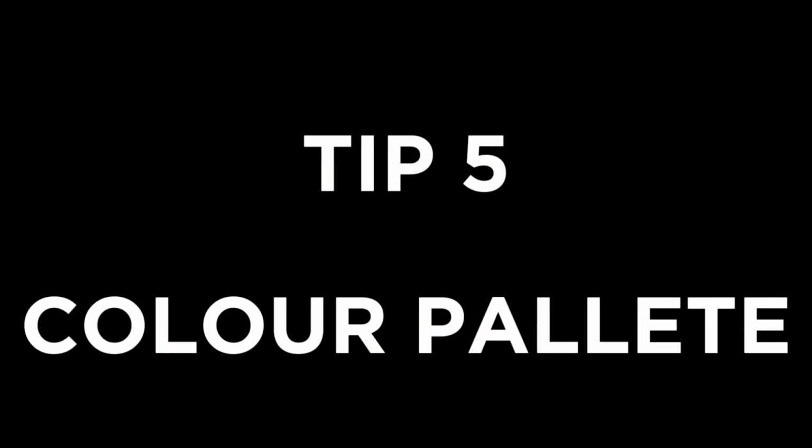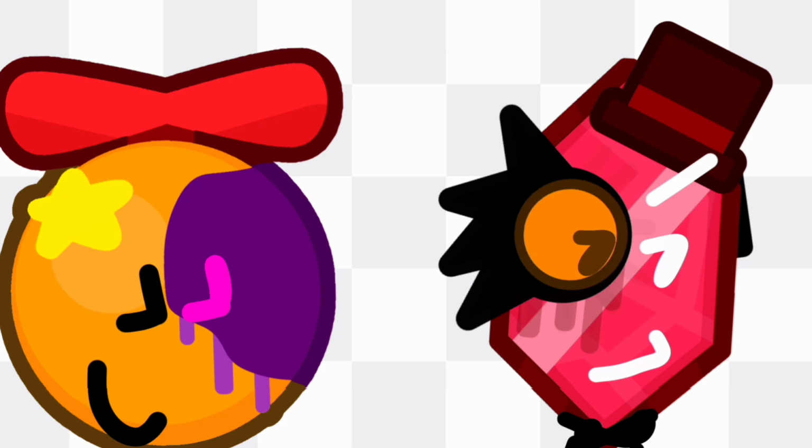Tip 5. Colors. Make your assets satisfying to look at. Make them pretty. Like if you want to make an asset with this color palette, yeah, you can make it look good, but it looks better if you make it colors that are similar to each other.